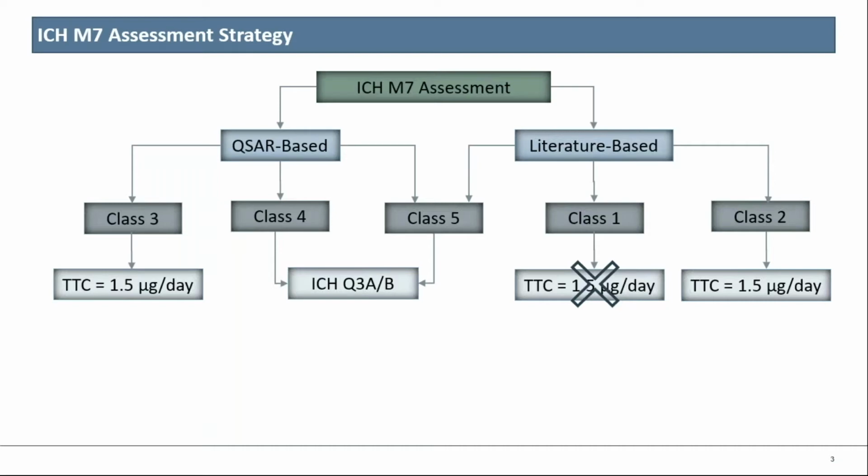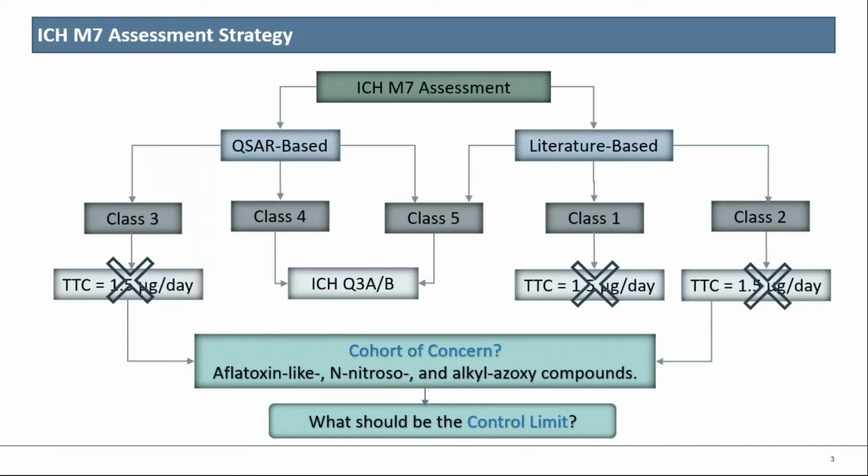Now, while TTC is a limit that can be followed by companies and can certainly help companies decide on what limit should be fixed in their product and API, TTC is not always applicable. There are exceptions. There are certain compounds belonging to certain structural classes that are known to have high mutagenic carcinogenicity potency. These compounds are called cohort of concern as per ICH M7. For example, aflatoxin-like compounds, N-nitroso compounds, and alkyl azoxy compounds. For these classes of compounds, the TTC is not applicable.